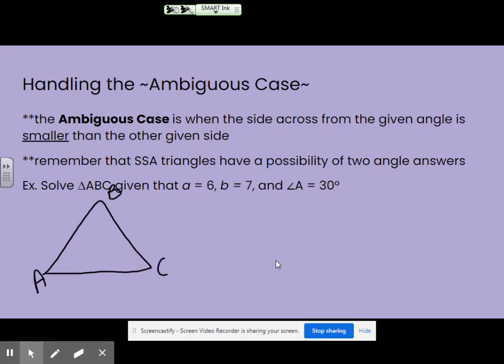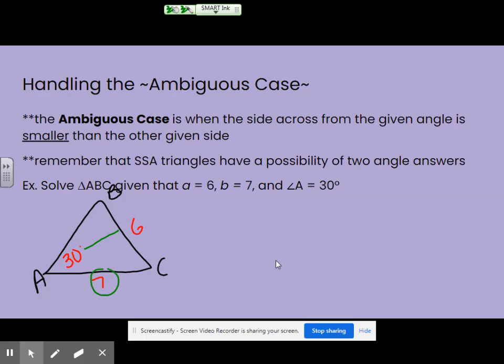Triangle A, B, C. I am given that angle A is 30 degrees. I am also given that the side across from it is 6 and that the side across from B is 7. Now we have something new because the side across from my angle, my side of pairs, 6, is smaller than my other given side, 7.